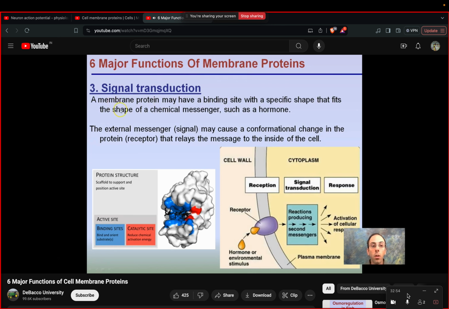Signal transduction. A membrane protein may have a binding site with a specific shape that fits the shape of a chemical messenger, such as a hormone. The external messenger or signal may cause a conformational change in the protein receptor that relays that message inside the cell. What does that mean? That simply means we have a receptor protein embedded in the cell membrane here. It's binding to a specific hormone, and that is basically leading to secondary messages and a response in the cell. Remember, our active site is very particular on what it's binding to. It's a very specific shape. I gave the example of a lock and key model.